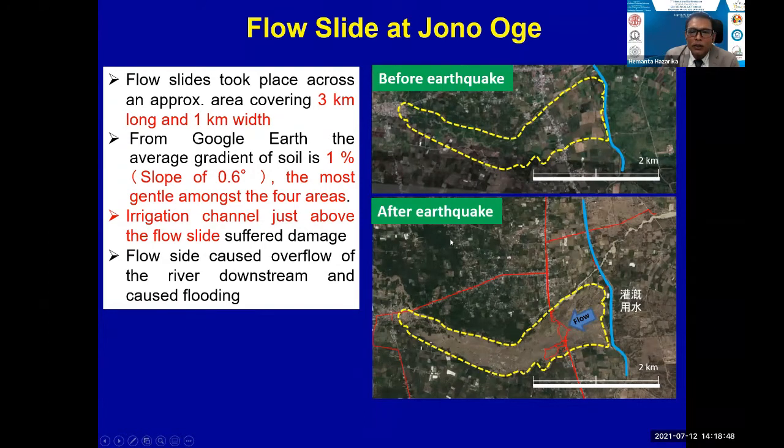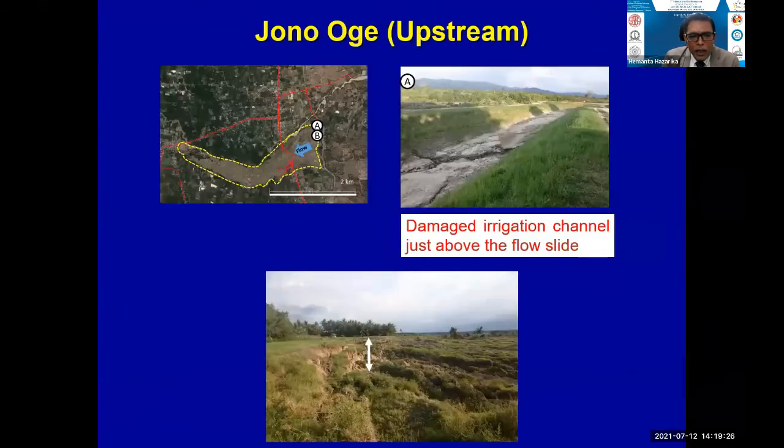So it covers in Jonoge, it's the largest one, covers about 3 kilometer length and 1 kilometer width area, and the slope is just 1%. It is the most gentle among the 4 areas, and the irrigation channel here is just above the flow site, which also got damaged, and the flow site caused the overflow of the river downstream here and caused flooding in the neighboring areas. These are some of the photos.